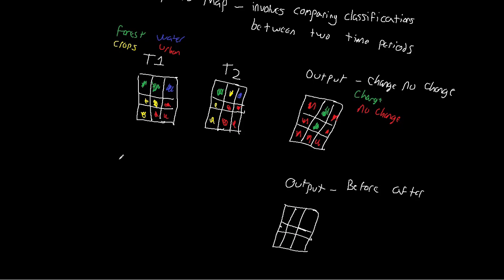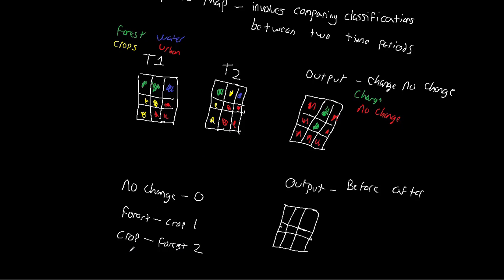Right? So with before and after, if there's no change, we could call that a 0. And then if it was forest to crop, we could call that a 1. If it's crop to forest, call that a 2.